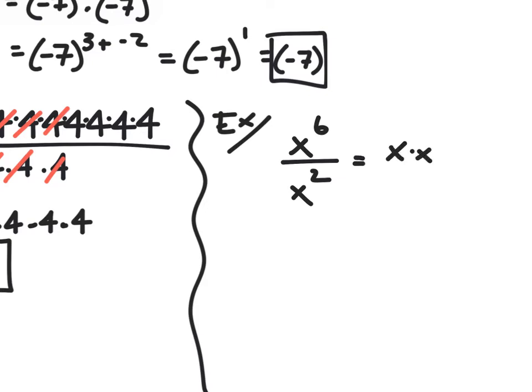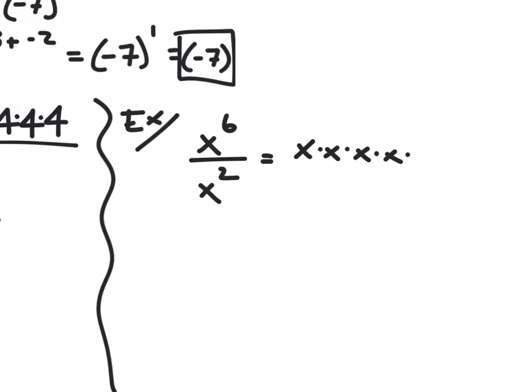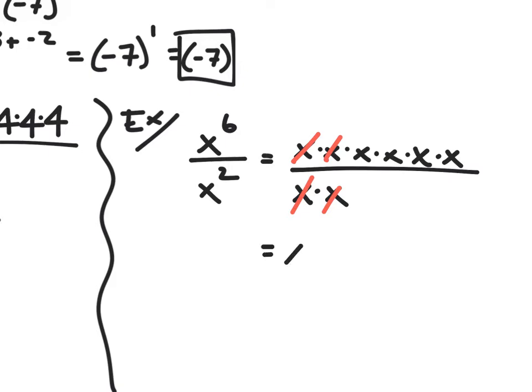X times x times x times x times 1, 2, 3, 4, 5, and 6. Pick up sticks over x times x. Okay, and so what I have is these things are going to divide out. X divided by x is 1. Something divided by itself is 1. And so you're simply just left with x times x times x times x. And you're multiplying x by itself 4 times, which just gives you x to the 4th power.